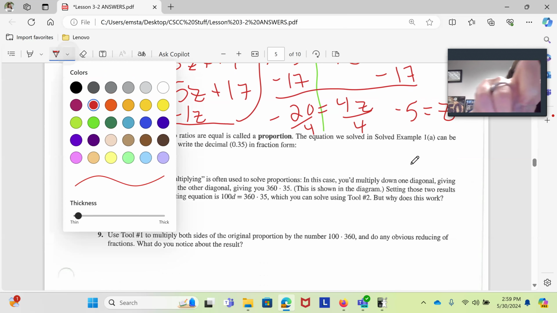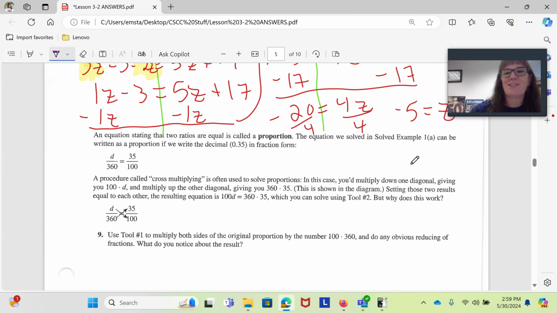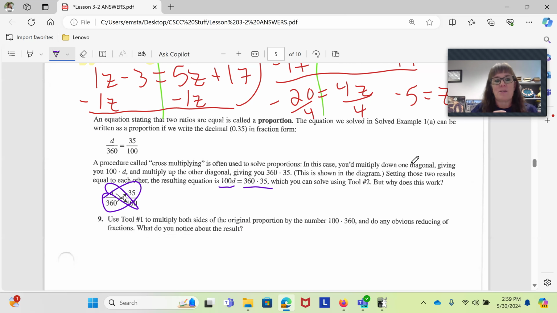My youngest daughter, who's now 19, so she's not little anymore, learned these as butterfly problems. She learned that when you do the cross multiplying, it looks like butterfly wings. So I love that she learned it that way. The 100 times d is where the 100d came from. 360 times 35. And then you would end up dividing, but let's see, what does it tell me here? Why does it work? Yeah, they're talking about another way you could look at this. The d was divided by 360, so you could just multiply both sides by 360 to undo the division.